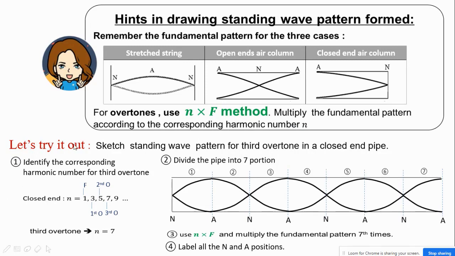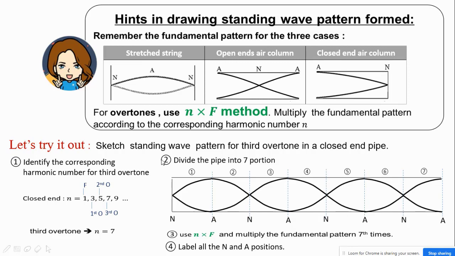So let's have a try here. Sketch the standing wave pattern for the third overtone in the closed end pipe. First step, identify the corresponding harmonic number for the third overtone. So we have the closed end and start from 1, 3, 5, 7, 9. And the first one is the fundamental mode. The second one we call the first overtone. n equals 5 is the second overtone. So our third overtone will be n equals 7.